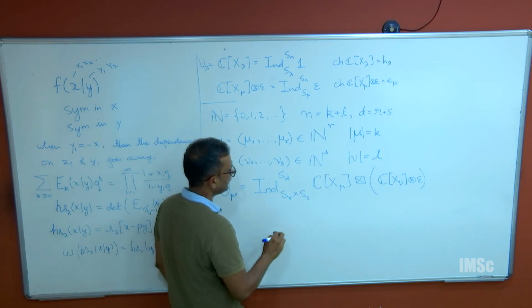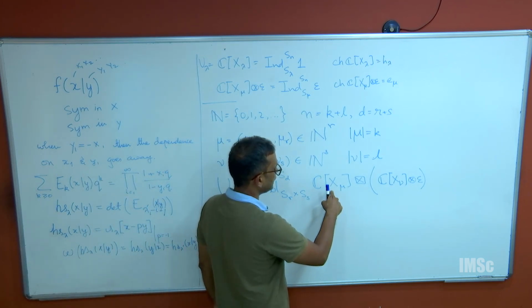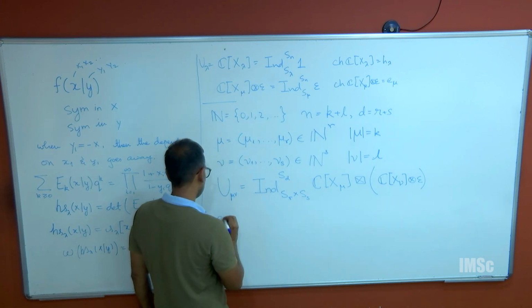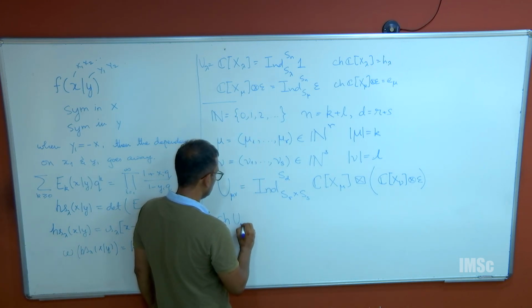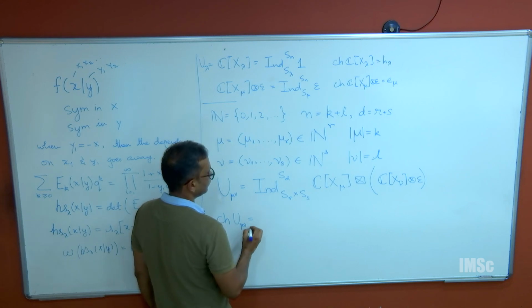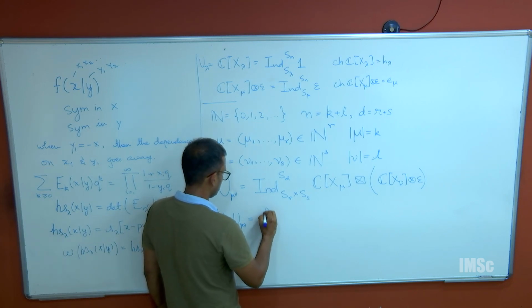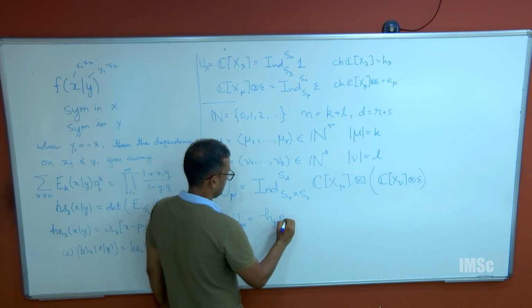And this thing has Frobenius characteristic h_mu, this has Frobenius characteristic e_nu. So the characteristic of U_mu,nu is equal to h_mu e_nu.